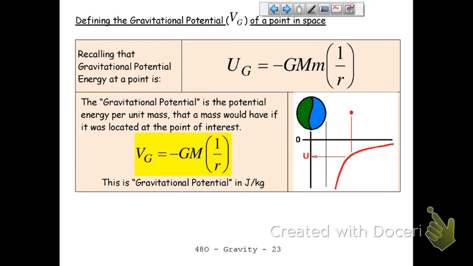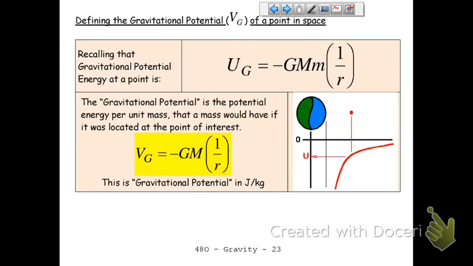Now, next step. Let's say that the mass we're playing with, not the planet, but the mass, is 1 kilogram. Then I simply get that if UG equals minus G, big M, little m over R, and little m equals 1, I get the gravitational potential is equal to minus G, big M, times 1 over R. And that's what that is. It is an abstraction. It's like electric field.